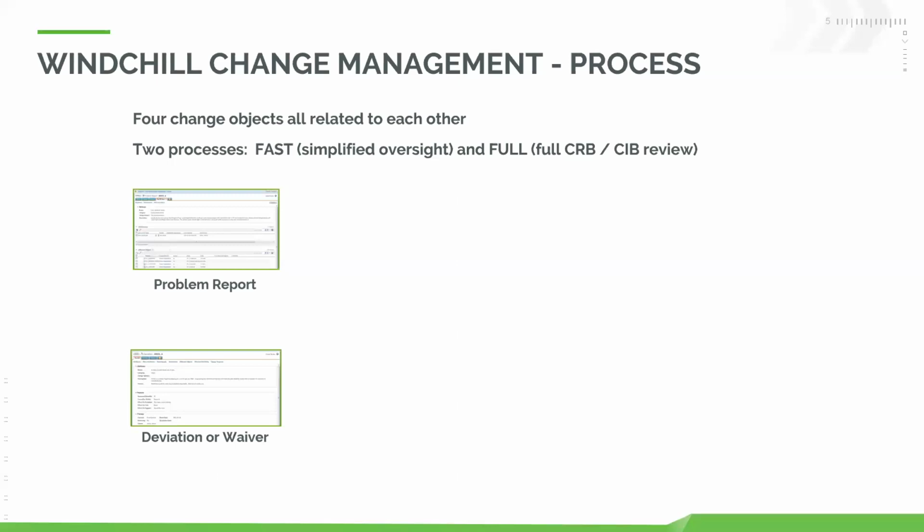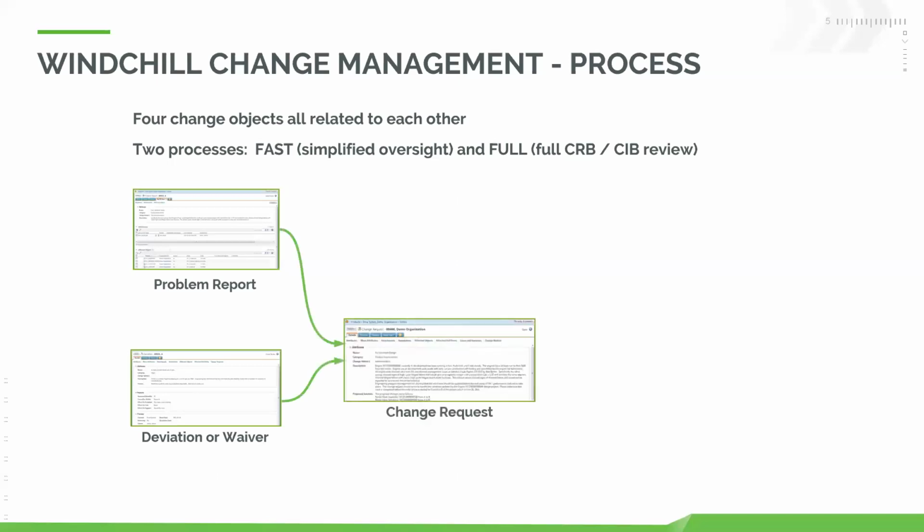With the problem report, it can be put into Windchill to let designers know that there are some issues or problems that have been reported on a particular design or product. This is optional. And then there are also deviations or waivers, which are optional. This is just saying that there's a temporary change to a process or a product. Then you have the change request.